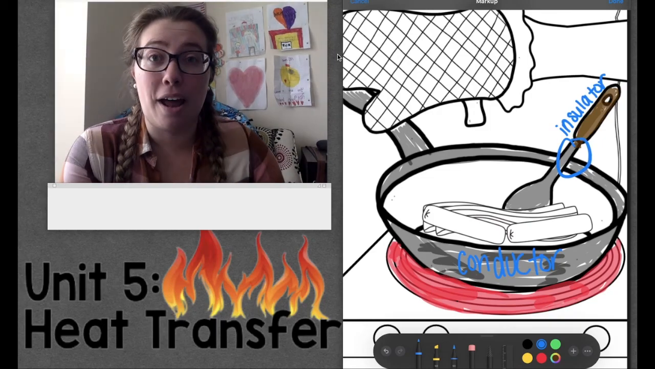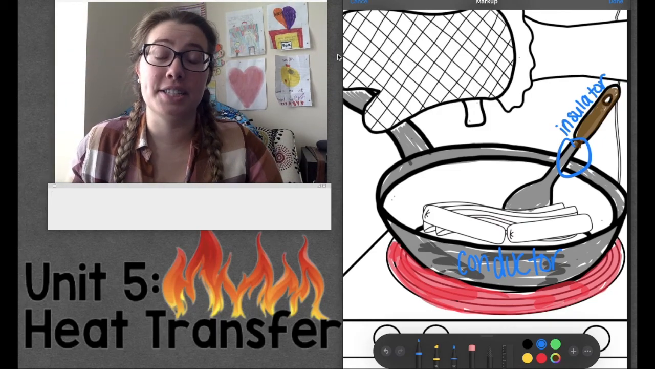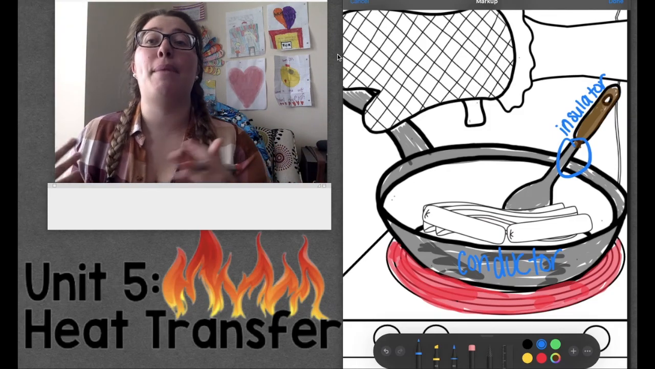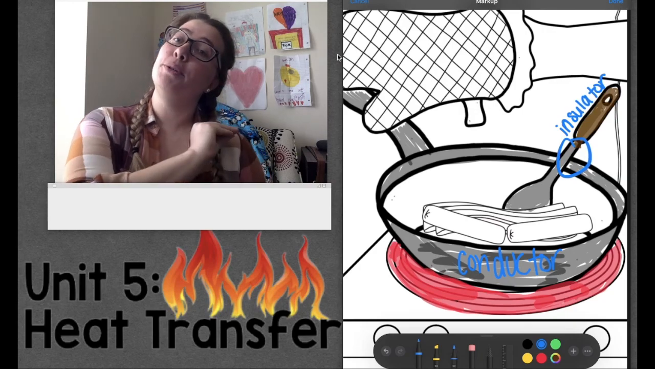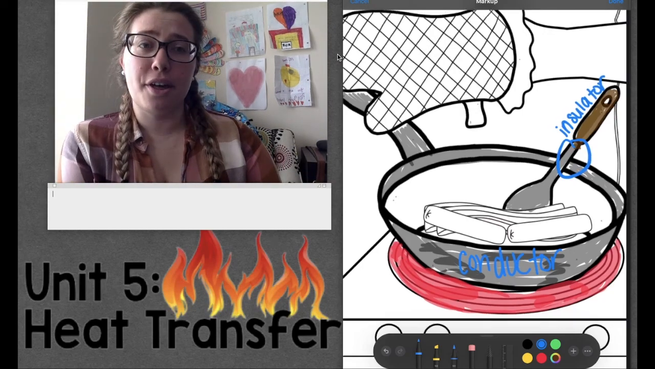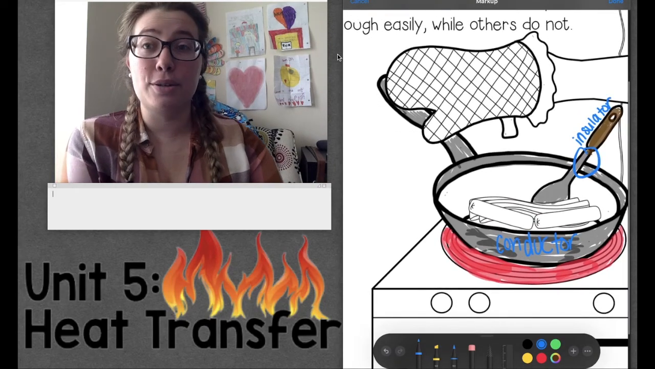When I went to pick it up, my hand obviously was very much in pain because it's a good conductor. It was letting heat pass through, and it passed through the whole spoon, so that when I picked it up, I could feel it.